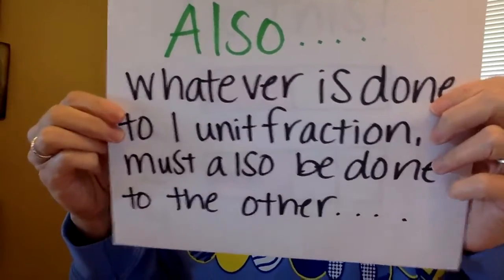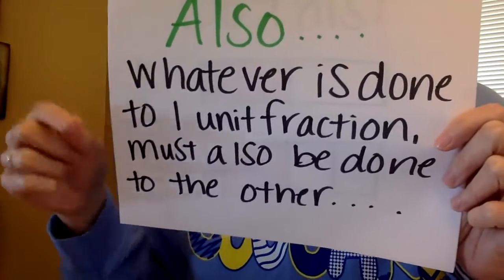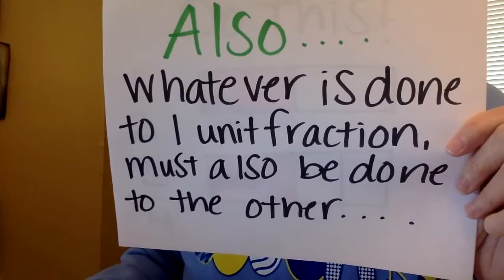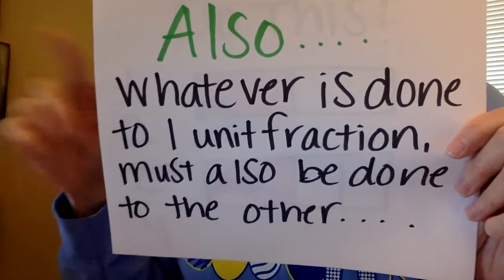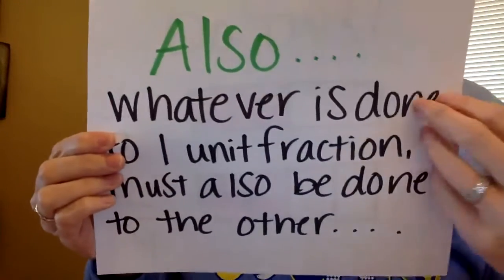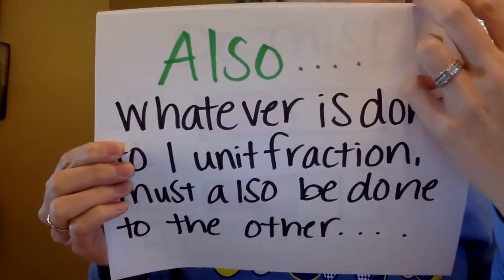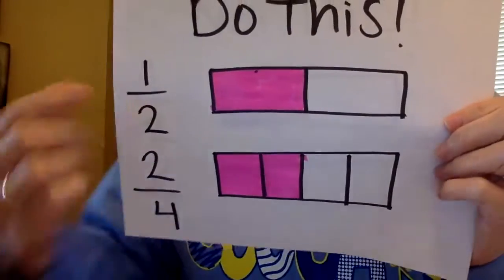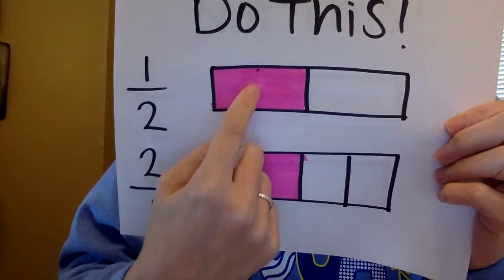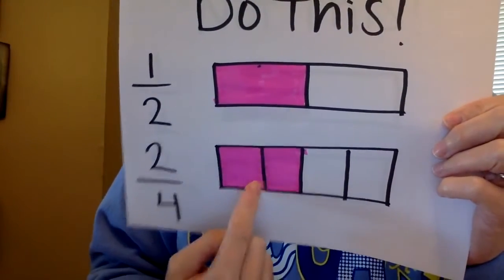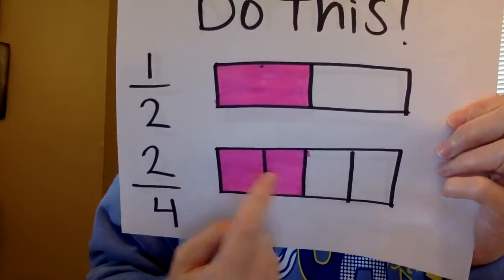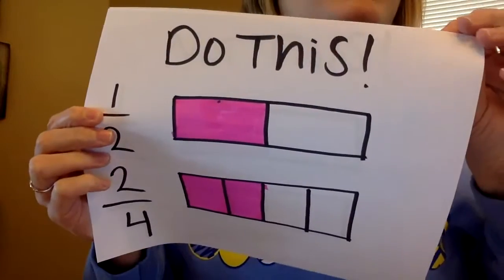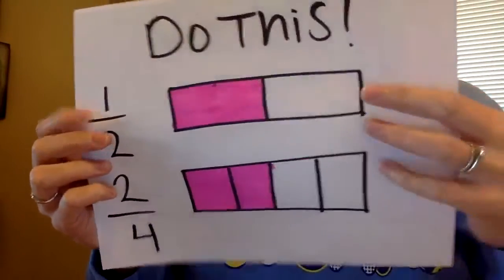Also, whatever we do to one of the unit fractions, so whatever we do to one piece or to the numerator, we also must do it to the other, so the denominator or the other pieces. So if I was doing a bar model, my bar model should look like this. I started with 1/2. I split this guy in half. I ended up here. I also did it to this piece. I did it to both of the half pieces. I don't want to do this. This is not correct.